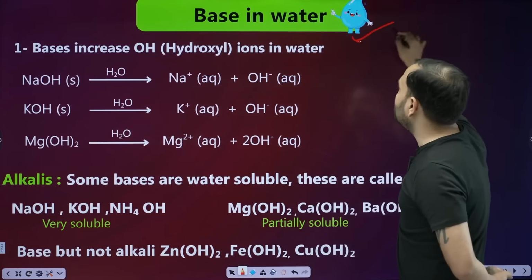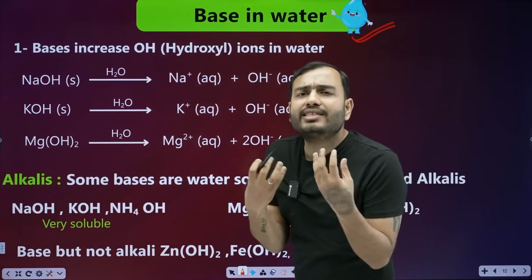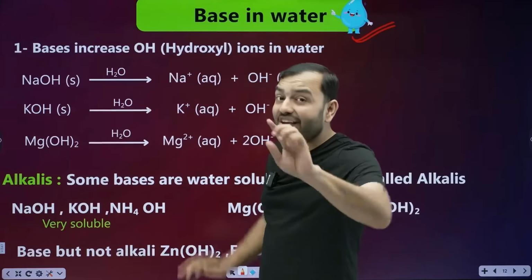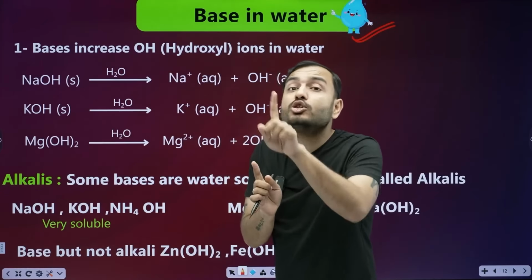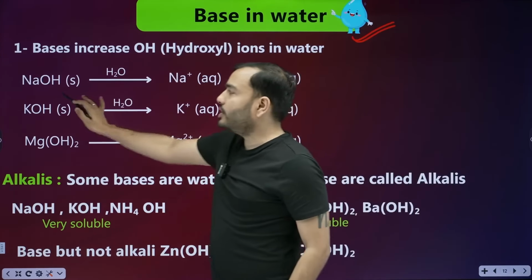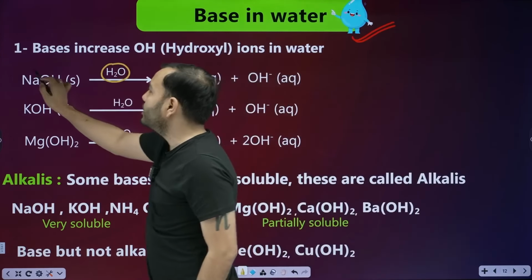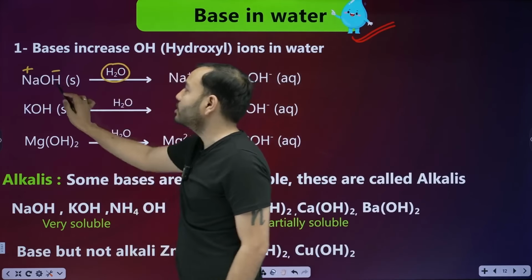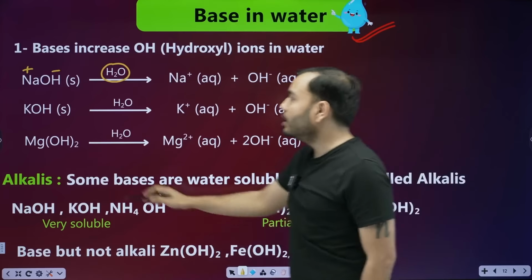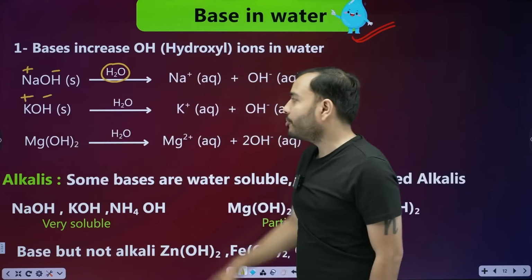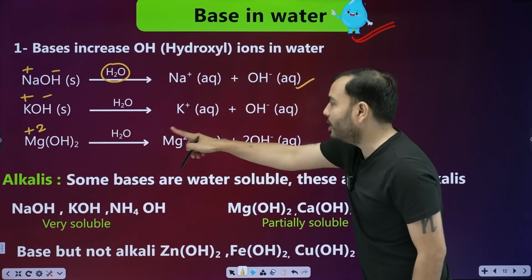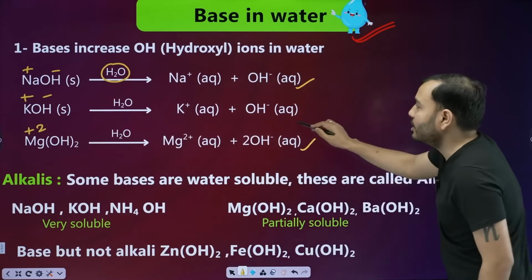Now let's see what a base would do if it goes in water. It's very simple. What does an acid give in water? H plus aqueous or H3O plus. Similarly, when we put a base in water, like when we took NaOH and put it in water, it gives Na plus aqueous, OH minus aqueous. KOH gives K plus, OH minus. Mg(OH) whole twice: magnesium gets 2 plus, valency is 2, so Mg2 plus and 2 OH minus came out.